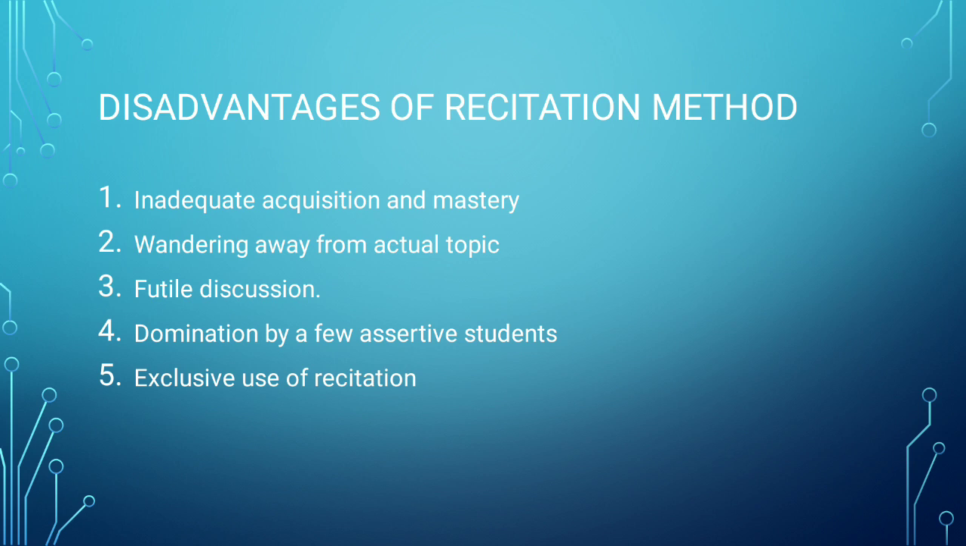Disadvantages of recitation method. Inadequate acquisition and mastery. The use of this method is not adequate for acquisition and mastery of subject matter. Much time is usually wasted in the recitation procedure. Wandering away from the actual topic. This method creates the tendency of the class to wander away from the subject. Futile discussion. Recitation may lead to futile discussion. Some students may argue for the sake of argument.